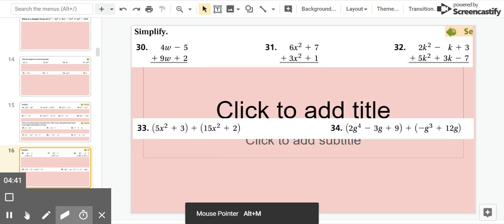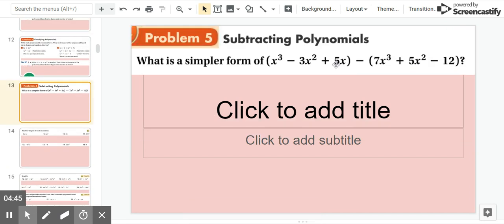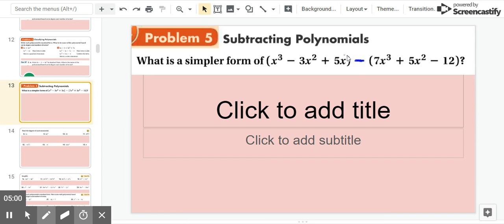All right, let's move on to subtracting. So now we're going back to the slide that we were on. When you simplify this kind of expression, we need to use the distributive property because we have subtraction here. We still use keep, change, change. So you're going to distribute this -1 to all three monomials.